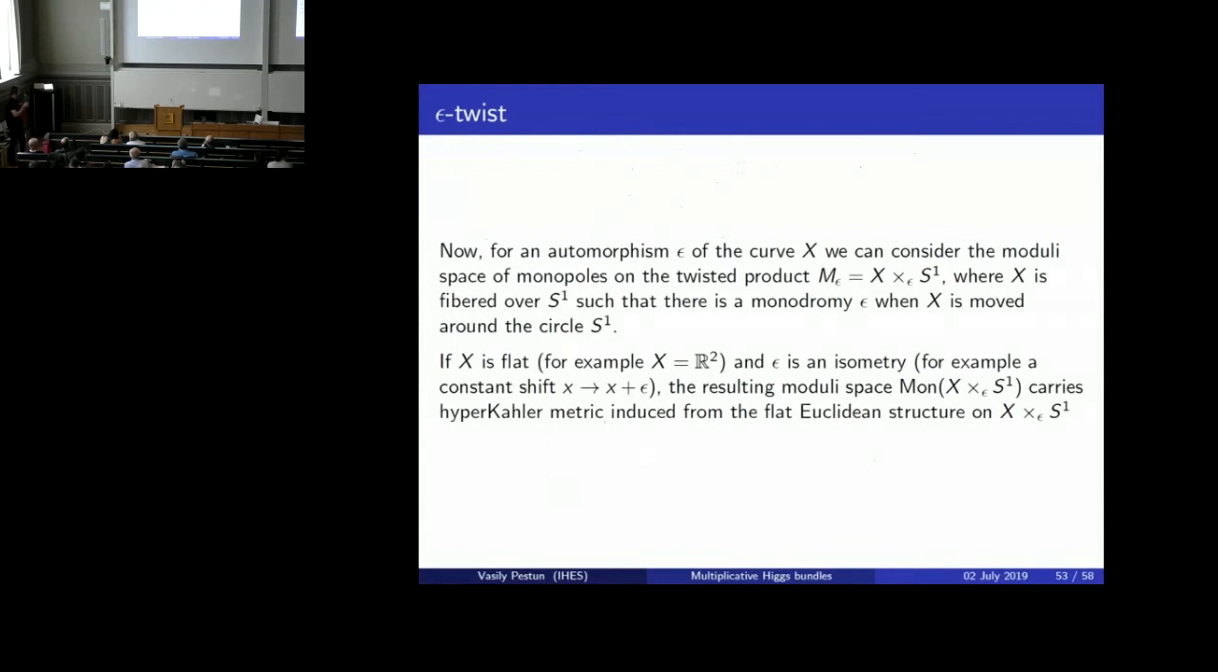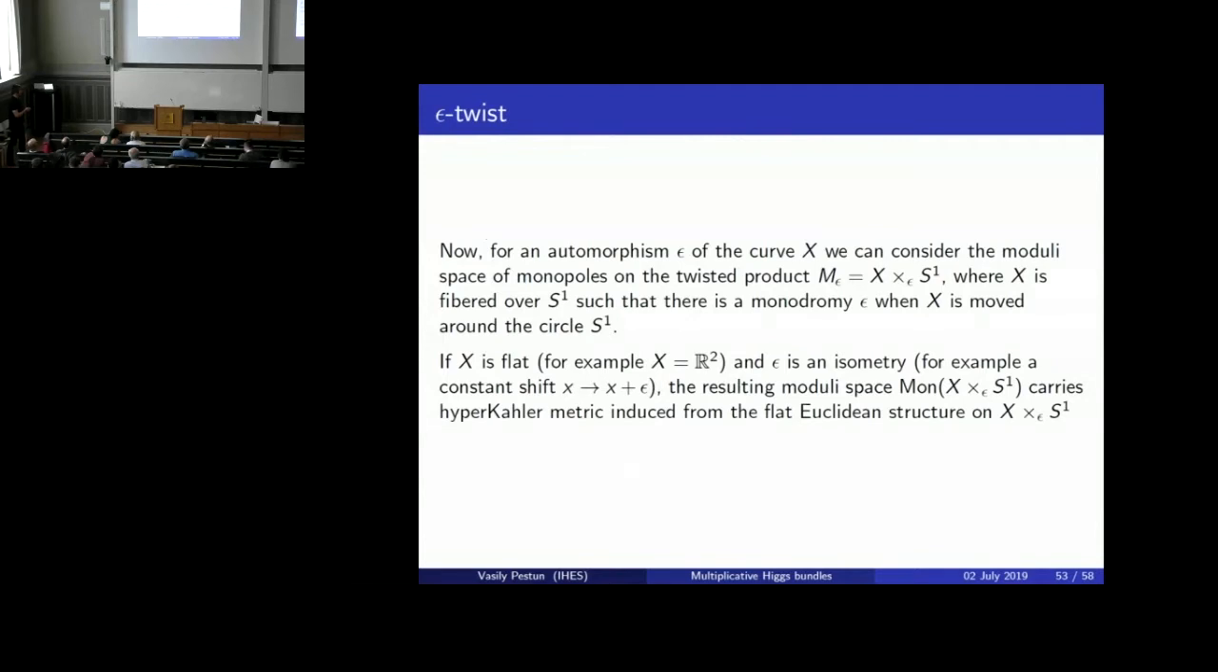Okay, so the epsilon twist. Like in Hitchin's paper, we can study the moduli space of Higgs bundles since it's a hyperkähler variety in various complex structures. Here we'll do a similar idea in the multiplicative case: you consider the twisted product of X times S1 over epsilon, which means you move the curve X with an automorphism epsilon over S1 and glue the images between 0 and 2 pi with the shift by epsilon. Then the resulting moduli space of monopoles also carries a hyperkähler metric, used from the flat Euclidean structure here.